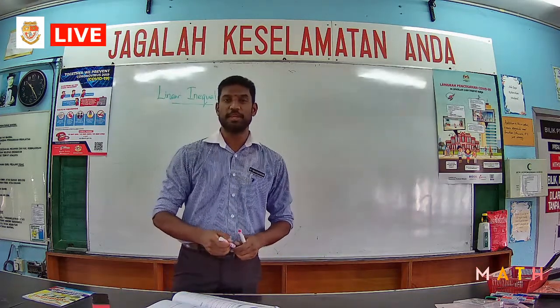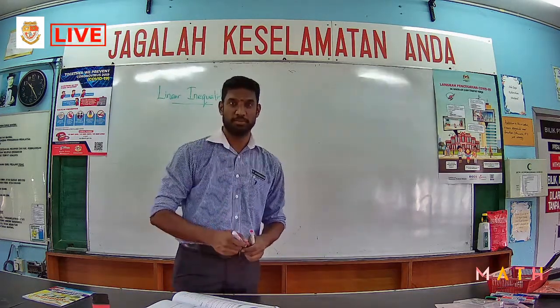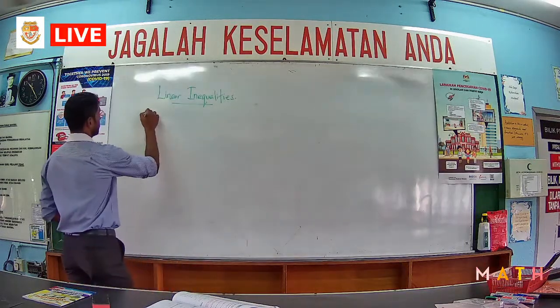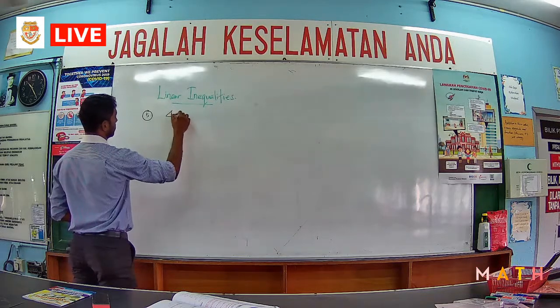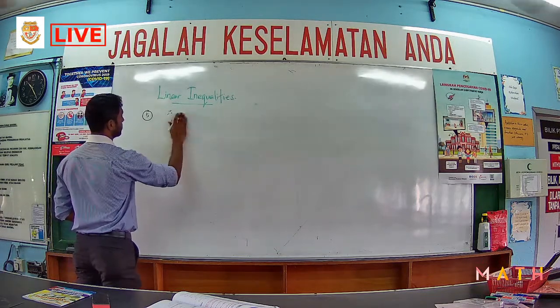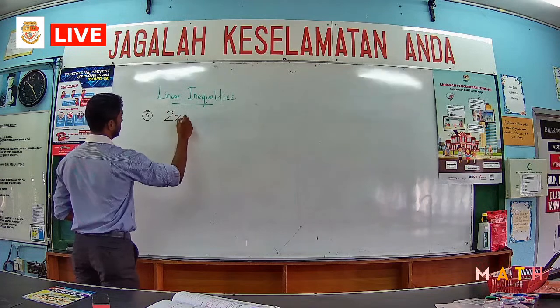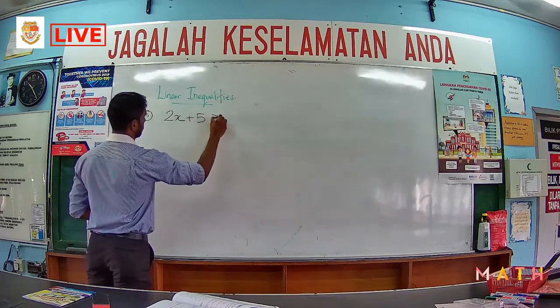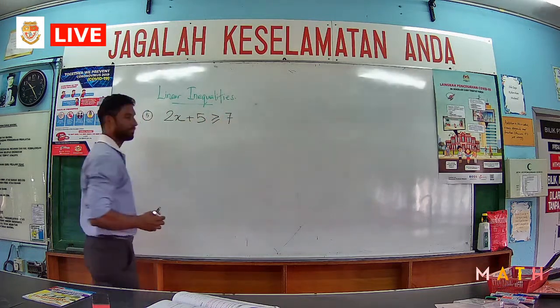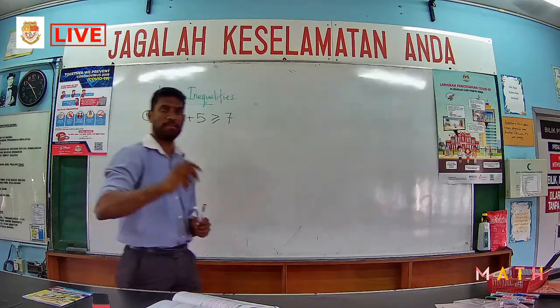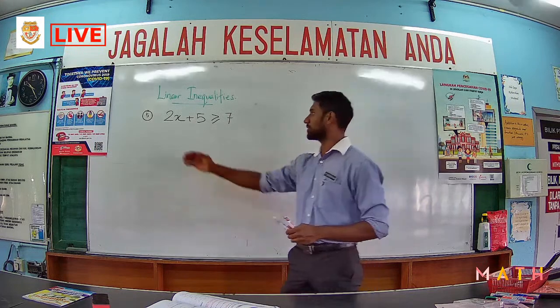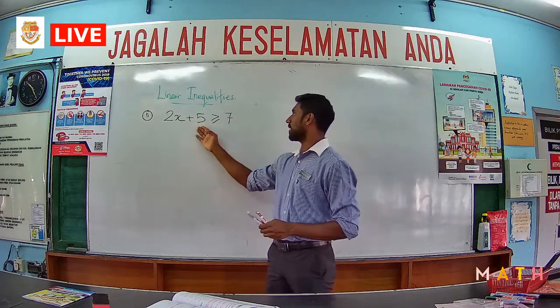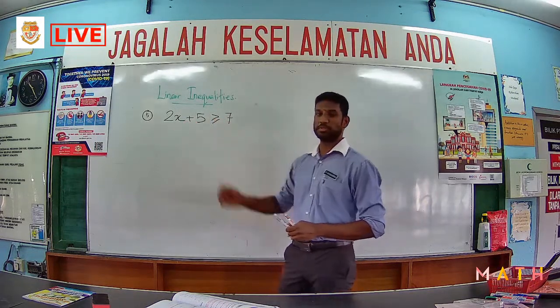Okay, let's try some higher level questions. For example, let's say now we have 2 terms. Just now we only tried with 1 term. Now we have 2 terms: 2x plus 5 more than or equal to 7.